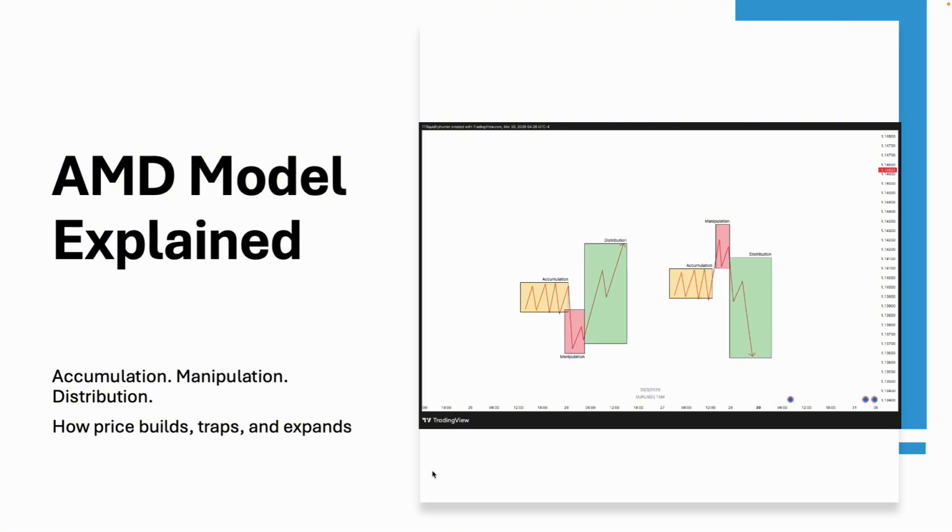So in this video I'm going to first explain the concept with a few slides, and after that we go to the charts to look at some real examples.